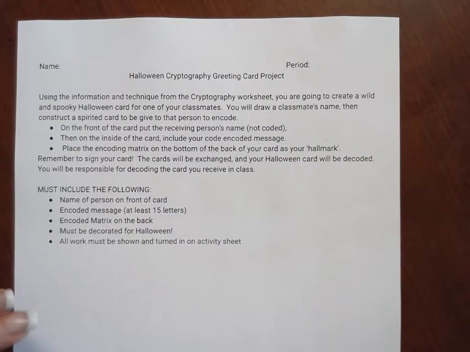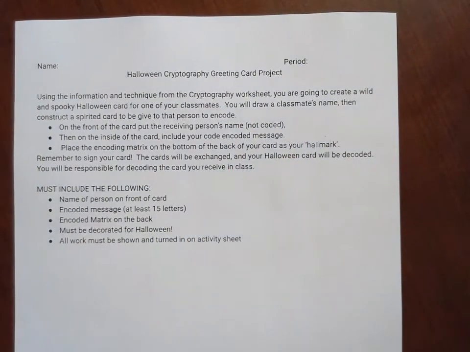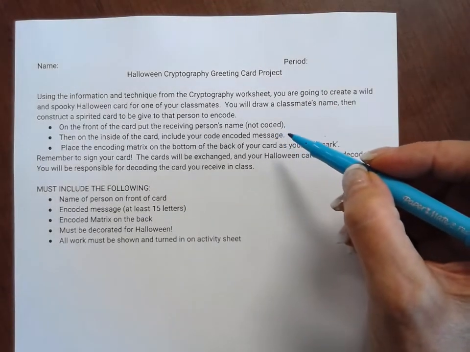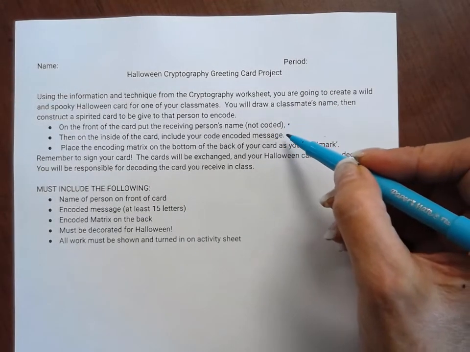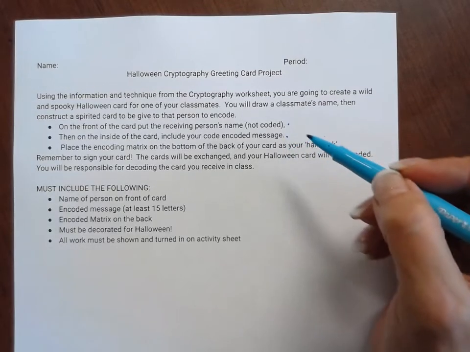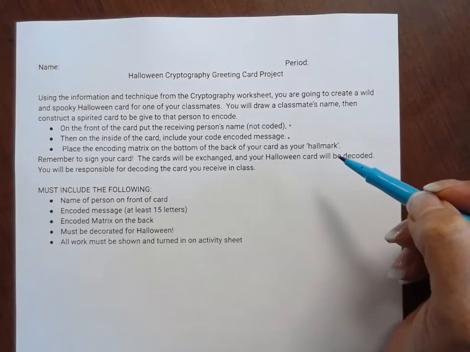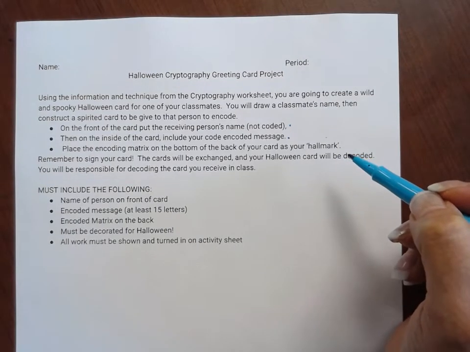All right, you're going to draw a classmate's name and then construct a spirited card to give to that person to encode. So on the front of the card, you're going to need to put the person's name. Inside, you're going to do an encoded message, and then you're going to do an encoding matrix on the back. That will be like your hallmark signature, okay?